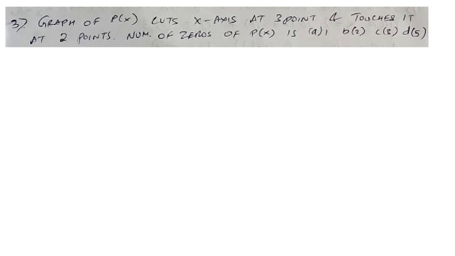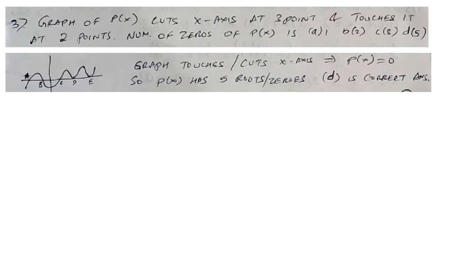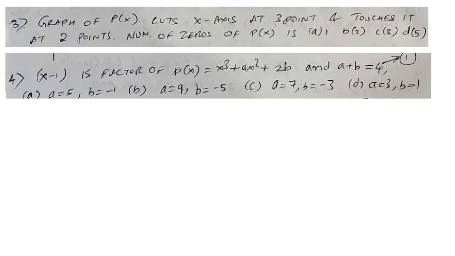Graph of p of x cuts the x-axis at 3 points and touches it at 2 points. So the number of zeros or roots of p of x is either 1, 2, 3 or 5. Even if it is touching or cutting, it is counted as a root. If you look at the graph, it is cutting at A, B, C and touching at D and E. So if it cuts or touches, it doesn't matter. It is a root. So the x-axis has 5 either cuts or touches, so p of x has 5 roots. So answer D is the correct answer.